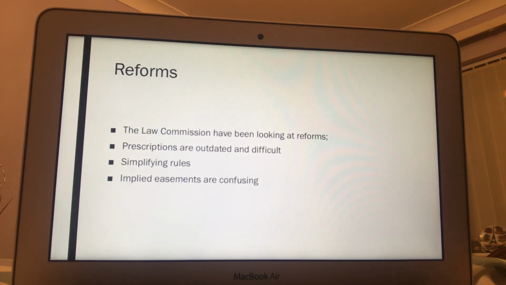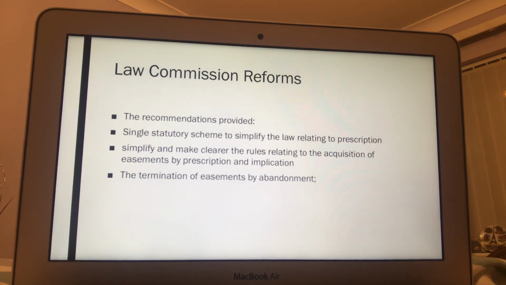Reforms. The Law Commission have seen easements as an area of law that requires reform. They are looking to come up with a scheme that can be compatible with the Land Registration Act of 2002. I've listed some of the reasons why they are looking for reforms. Prescription is seen to be outdated and difficult. Rules relating to prescription and abandonment need simplifying, and implied easements are confusing. Due to these issues, the Law Commission have proposed reforms. These can be shown on the screen now.